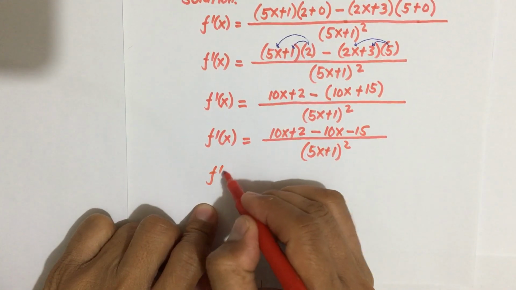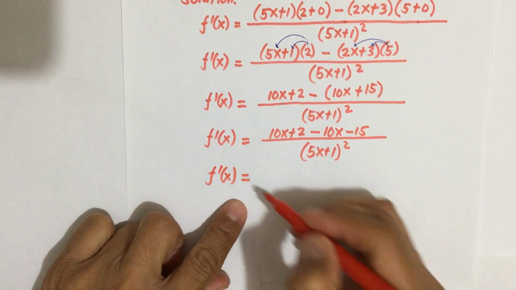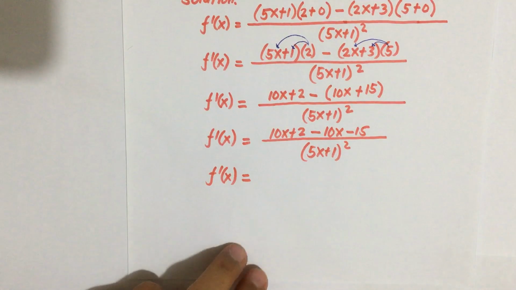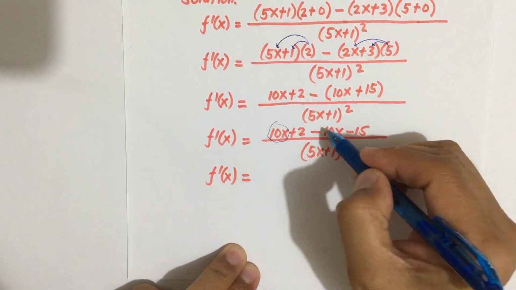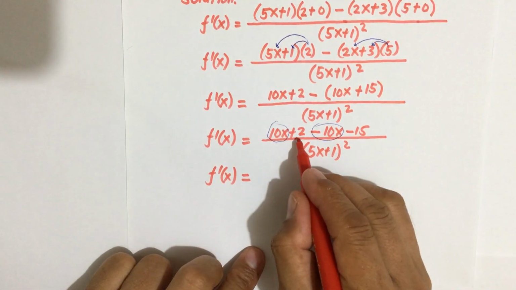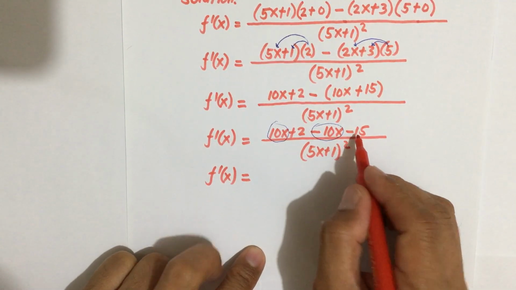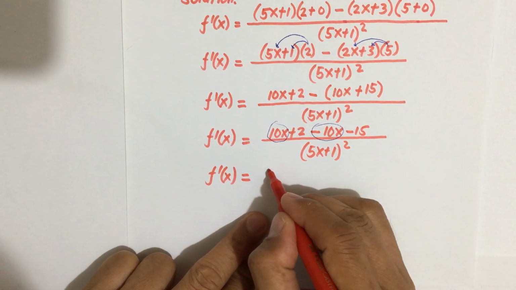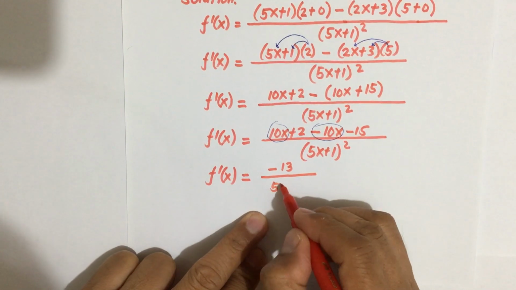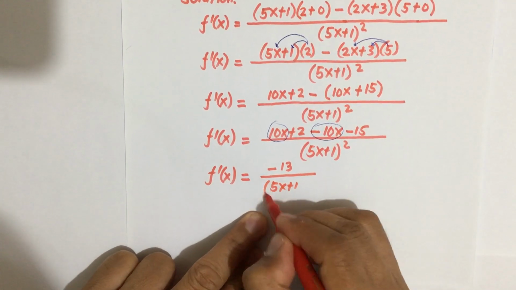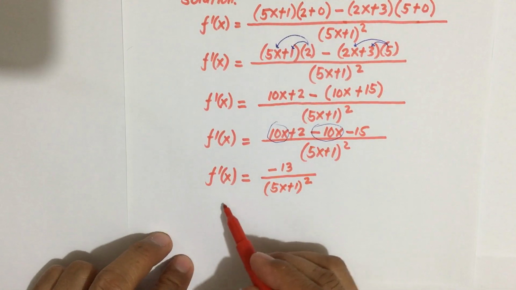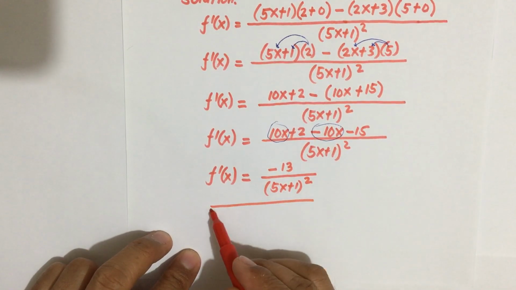Okay, so f prime of x is equal to, we have positive 10x and negative 10x, so when you combine them, that is equal to 0. So we have 2 minus 15, so this is minus 13, divided by 5x plus 1 raised to a power 2. Okay, so this is our answer.